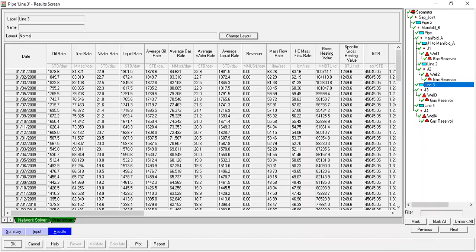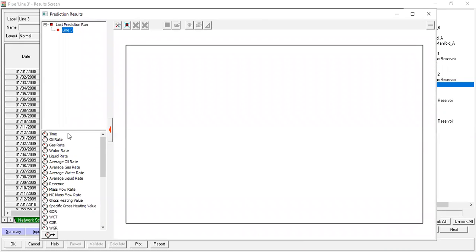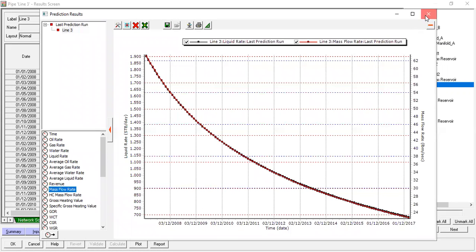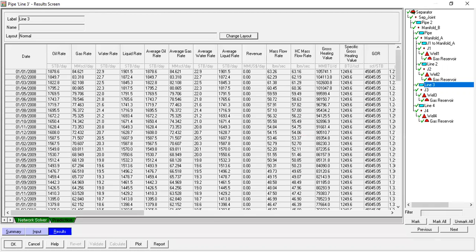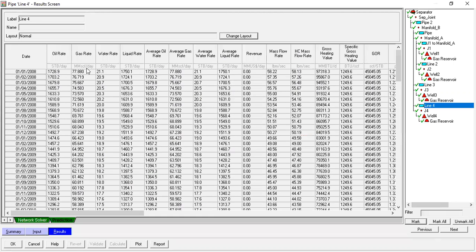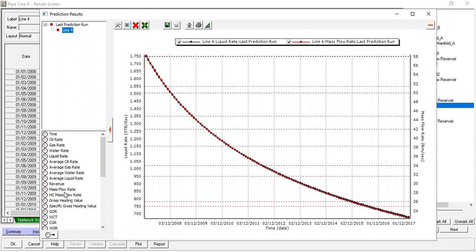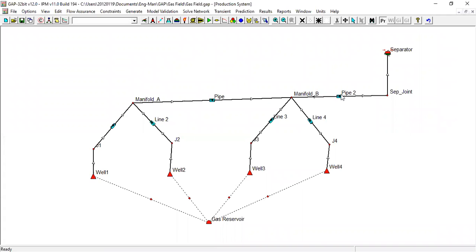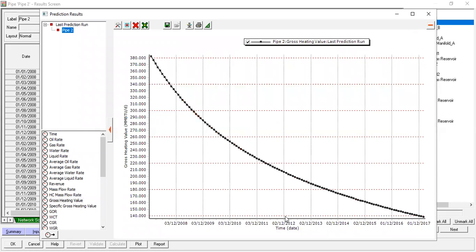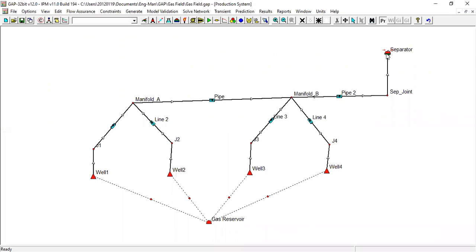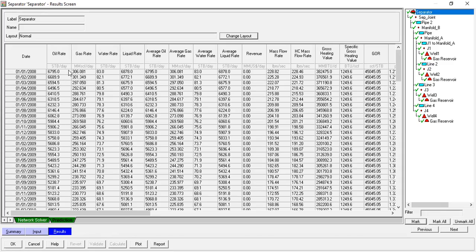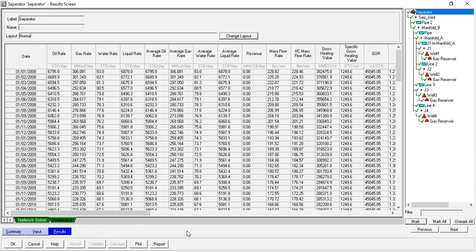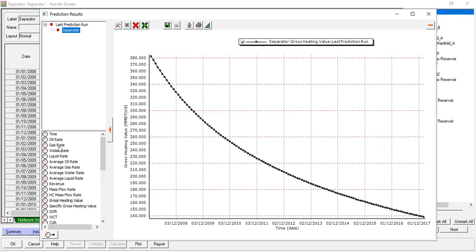Results. Plot. Liquid rate, mass flow rate. Okay, click OK. And line four, plot gross heating value. Okay, pipe and pipe two. Beautiful. Also the separator. This is the results for the separator. Plot gas rate.